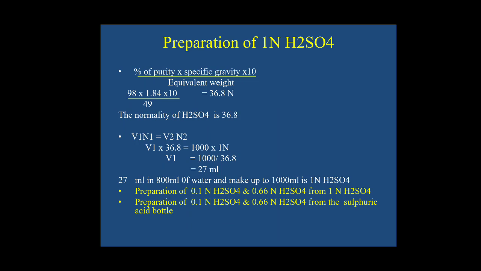gives us 1000 ml of 1 normal sulfuric acid. So for the 27 ml, first you have to dissolve it in a little amount of water, around 700 to 800 ml of water. Then you have to make up the volume to 1000 ml. If you put 27 in 1000, it will be 1027 ml, so that should not be done. So around 800 ml, you put 727 ml first, then you make up the volume to 1000.